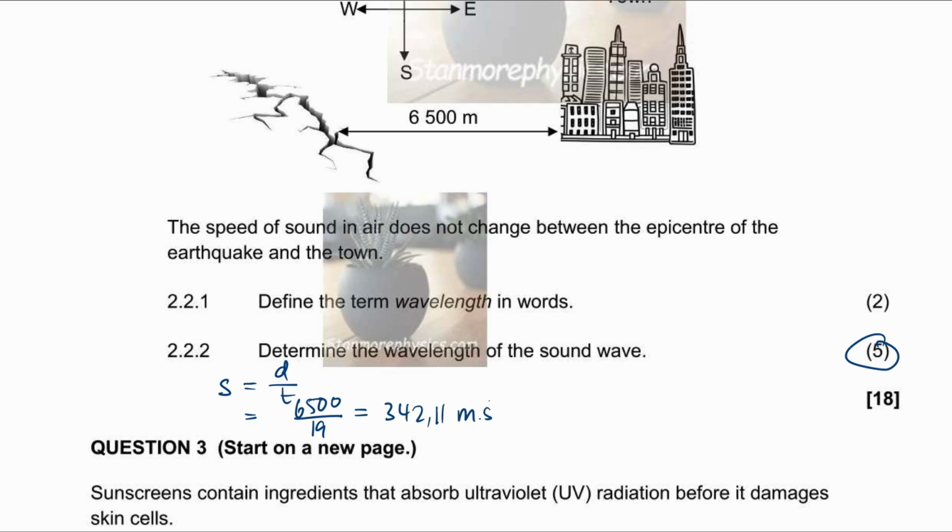342.11 meters per second. Now that we know the speed, we can use the formula v equals f times lambda to calculate the wavelength. So 342.11 is equal to the frequency, which they told us was 490, multiplied by lambda. That means lambda is equal to 0.70 meters.